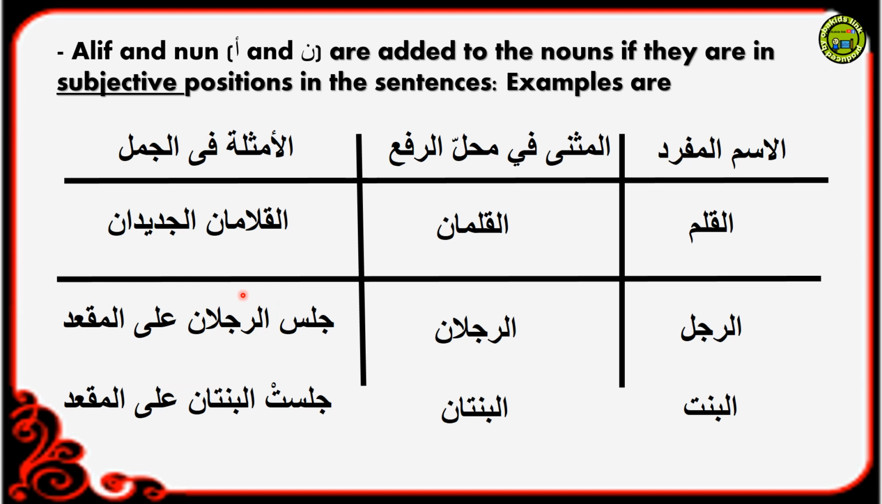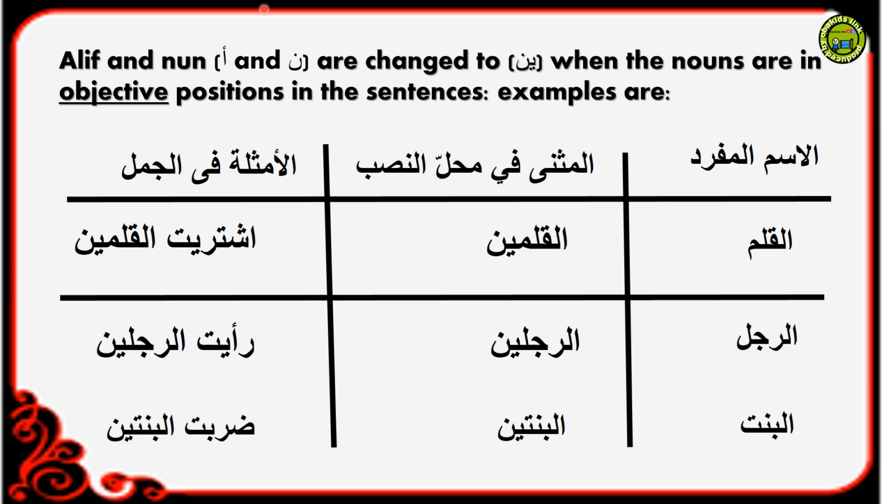Jalasa al-rajulani ala al-maq'ad. The two men sat on the bench. Al-bintu, the girl. Al-bintani, the two girls. Jalasat al-bintani ala al-maq'ad. The two girls sat on the chair. So the dual nouns in position of subject here are al-qalamani, al-rajulani, and al-bintani.